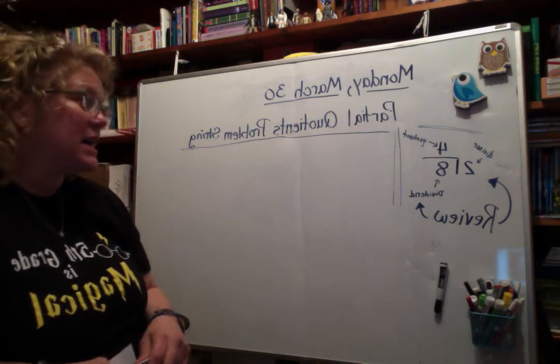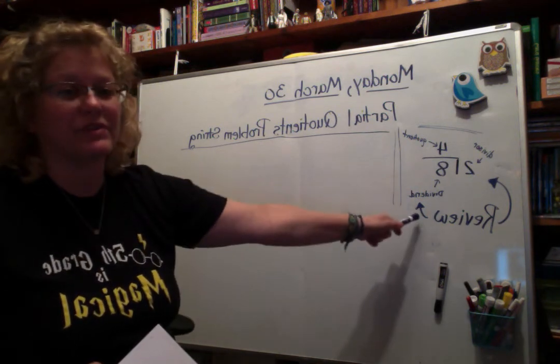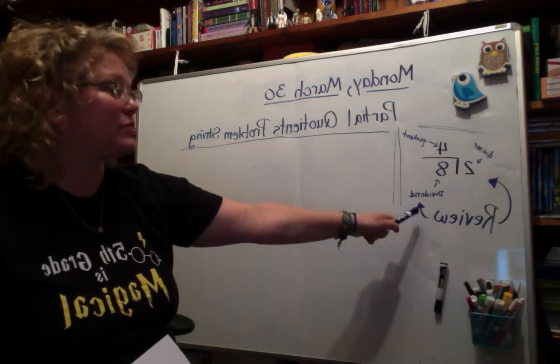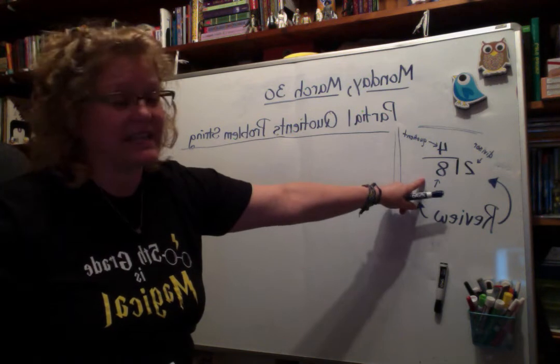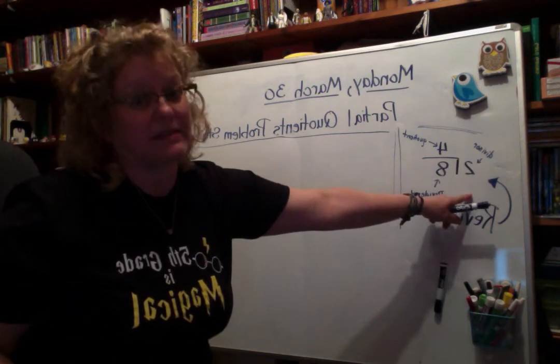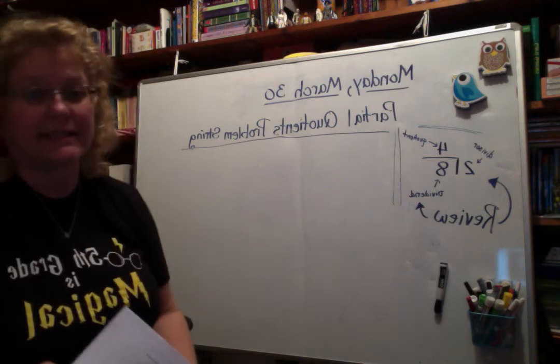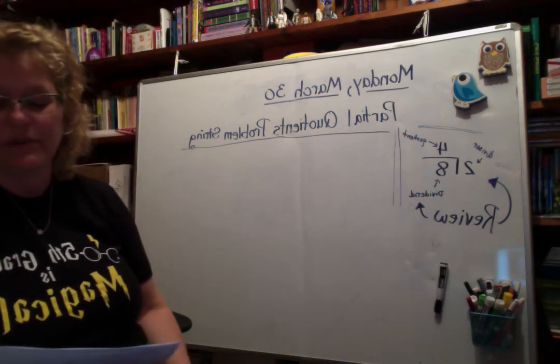I'm going to review for you that when we're dividing, we have some words that we need to remember. The dividend is the number that is being divided. The divisor is the number that is doing the dividing. And the quotient is the answer whenever you're dividing. So you need to remember those words.